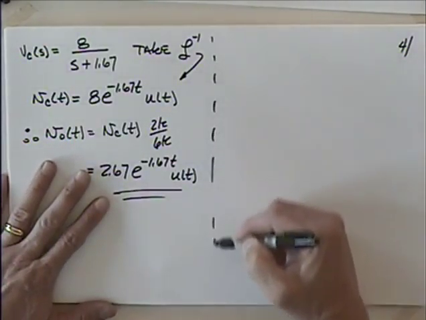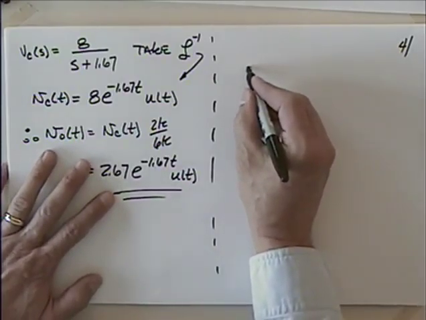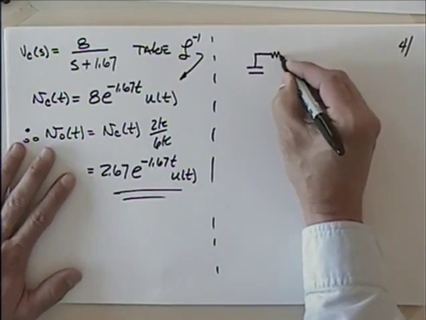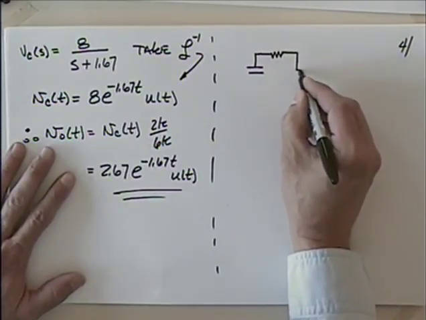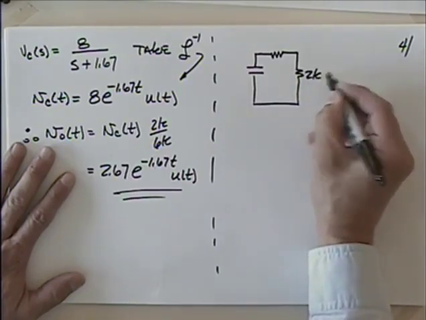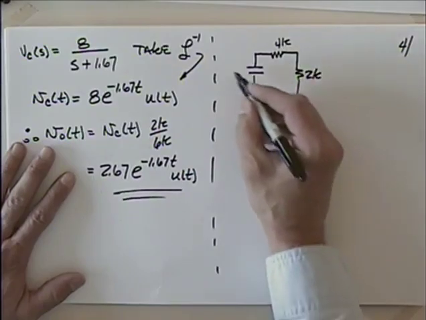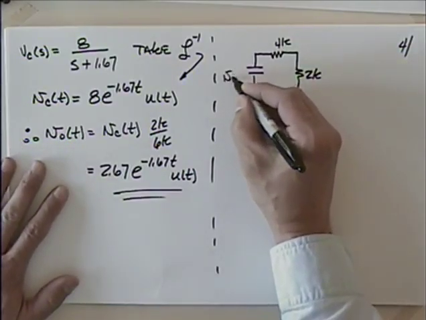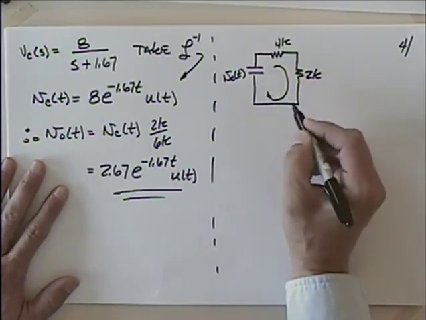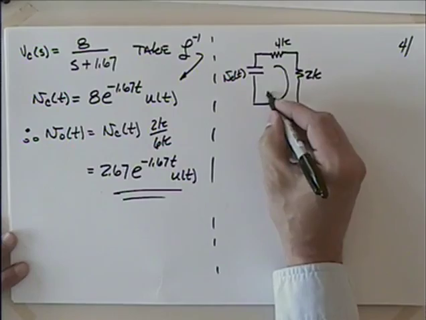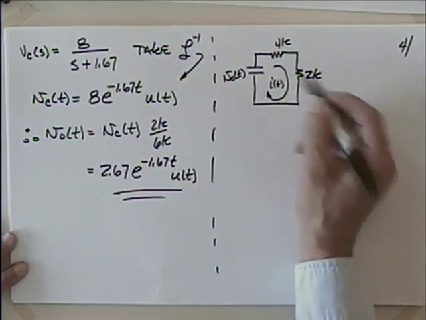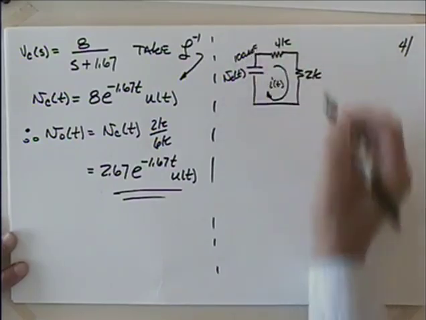I'll use a little space here and redraw this. I'm just going to back up to the point where the switch is already thrown. We've got 2k here and 4k here and VC of t. This time I'm going to put the current in a more comfortable position for me. I tend to like it in the clockwise direction. So I of t, and this is still 100 microfarad.